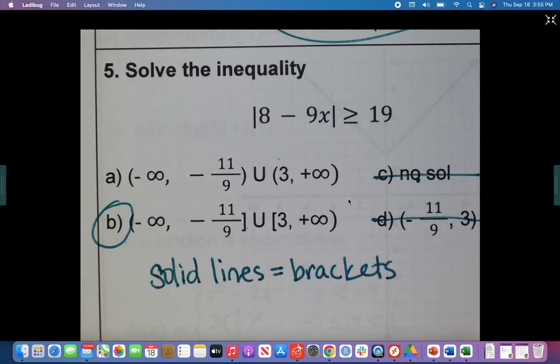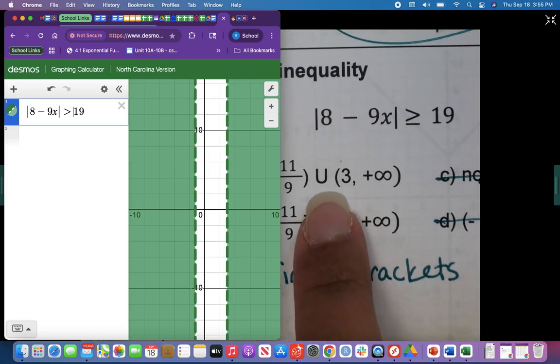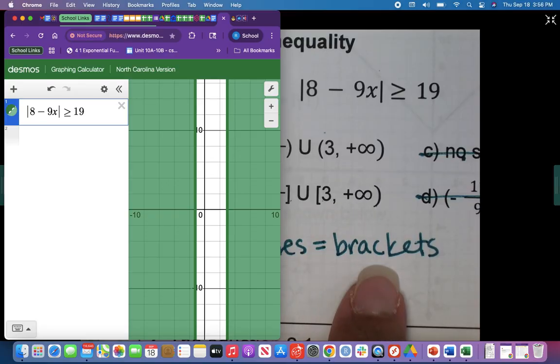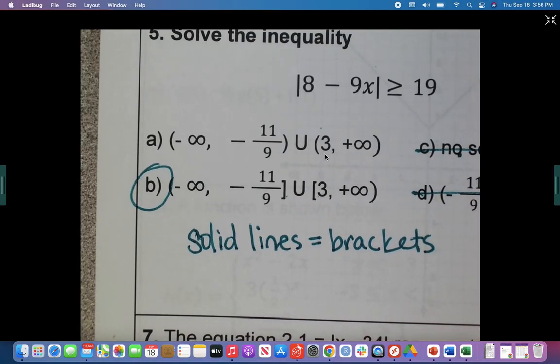So solid lines equal brackets. If they were dotted lines, say this was not equal to and it was just strictly greater than, then that would change these to dotted lines. Dotted lines, open dots, are parentheses. But because these were solid, brackets. So number 5 would be B.